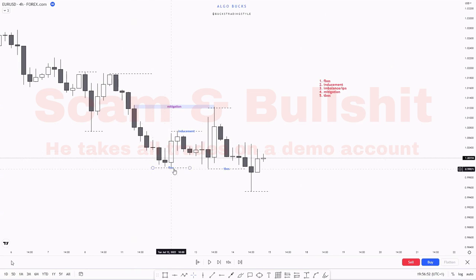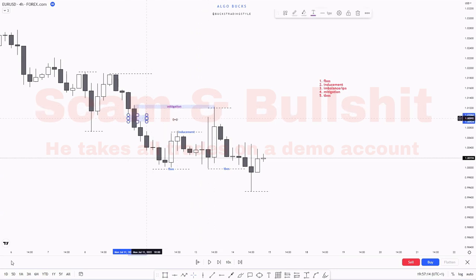So first thing, we had the fake break of structure, checked. We had the inducement, checked. Then let's see if there's an imbalance or IPA. We had this right here. This is an imbalance. And above the imbalance, we have our valid supply zone that price mitigated from.